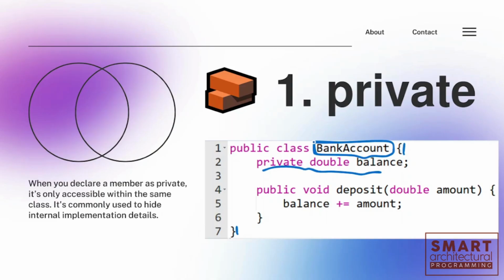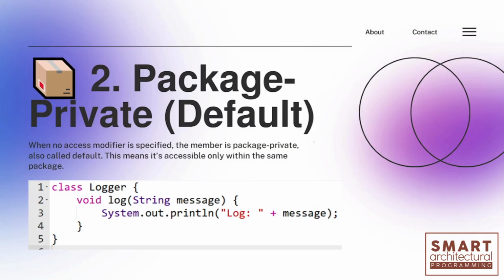So the second is the package private or default access modifier. When no access modifier is specified, the member is innately package private, also called the default modifier. This means it's accessible only within the same package, not outside that package. How would that work?